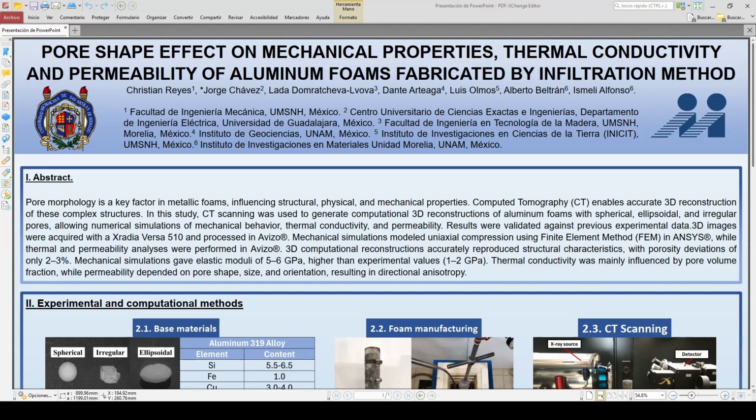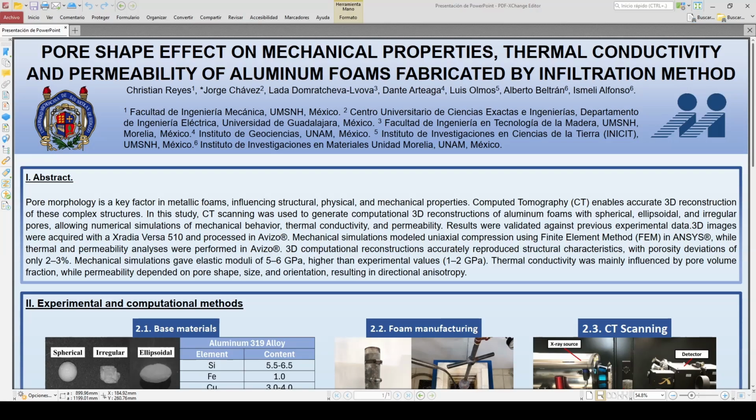The title of this research is Pore-Shape Effect on Mechanical Properties, Thermal Conductivity, and Permeability of Aluminum Foams manufactured by the infiltration method. So I'd like to start giving you some context. Let's begin with some theoretical background, starting with metallic foams.